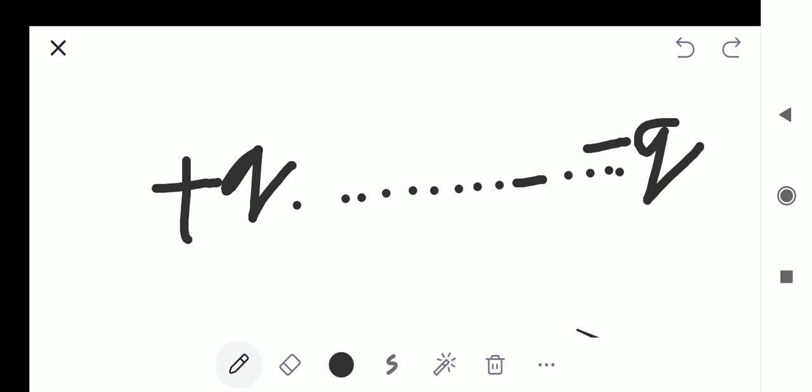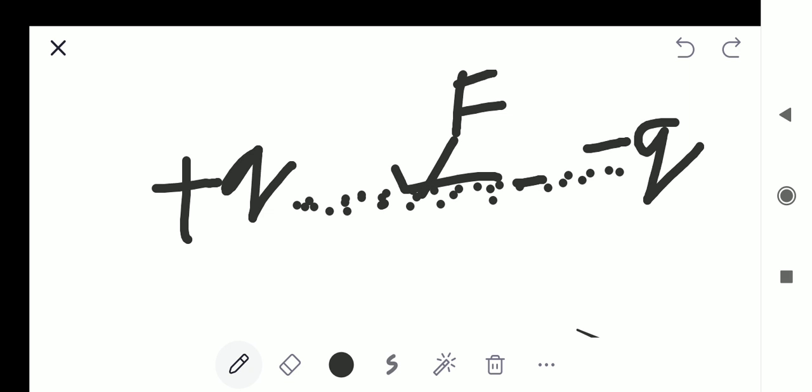The force is acting on the line joining the two charges. See, this is the line joining the two charges. On this line joining the two charges, the force is acting and is activated.